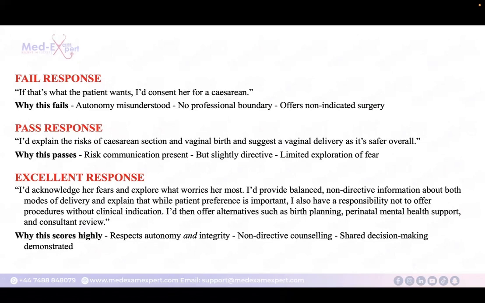And why does this score highly? Because you are respecting the autonomy and integrity. It's non-directive counseling, and there's shared decision making between you and the patient. Okay?